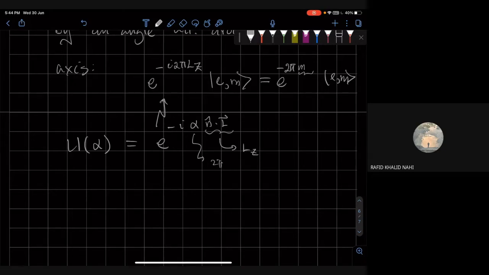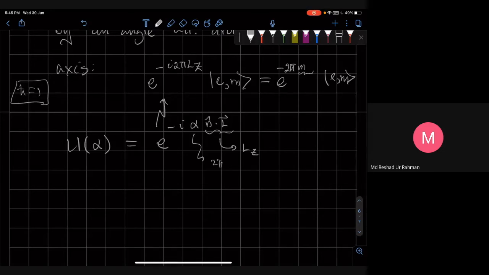I'm not sure. So m h bar. Yeah, we have absorbed h bar in the definition of Lz, or you can say we are using units where h bar equals 1. Yeah, then it's just m, right?